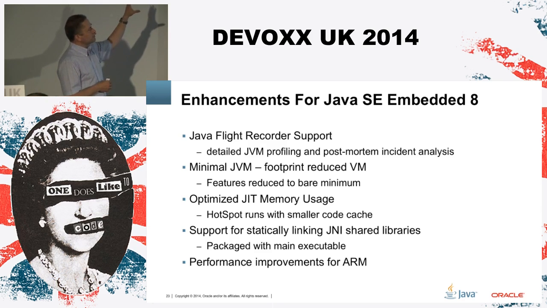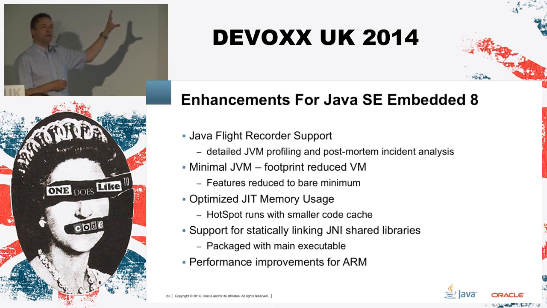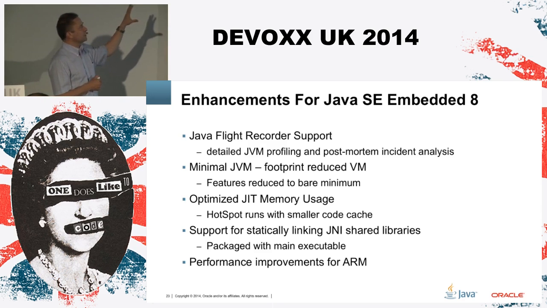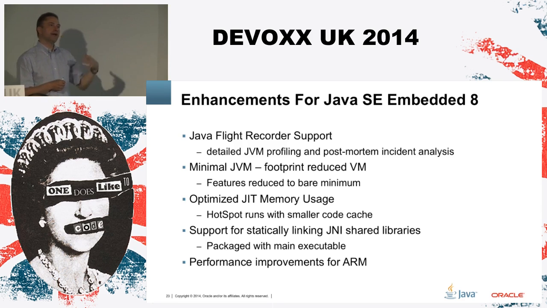Also, we've looked at how to optimize the VM specifically. So we've done things like reducing the footprint in terms of memory utilization. We've looked at how the JIT works and optimized that specifically for embedded devices, working on the idea of reduced memory versus high performance. Obviously, there's a trade-off between those. So you might get slightly less performance than you get with a full JVM on a desktop because of the way the JIT works in terms of reducing memory utilization.